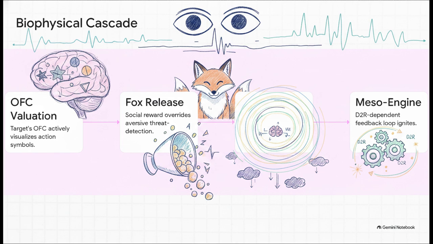The framework maps all of this out as a highly precise 4-stage biophysical cascade. First, the target's orbital frontal cortex actively visualizes the action symbols. Second, this provides a massive hit of biological sugar that releases the Fox neuron bottleneck, which completely overrides any aversive threat detection. Third, that release flushes out trapped cortisol and restarts the brain's smooth theta rhythm. And finally, step 4, it ignites a powerful dopamine-dependent feedback loop. It's translating the visual representation instantly into content causality right inside the biological brain.